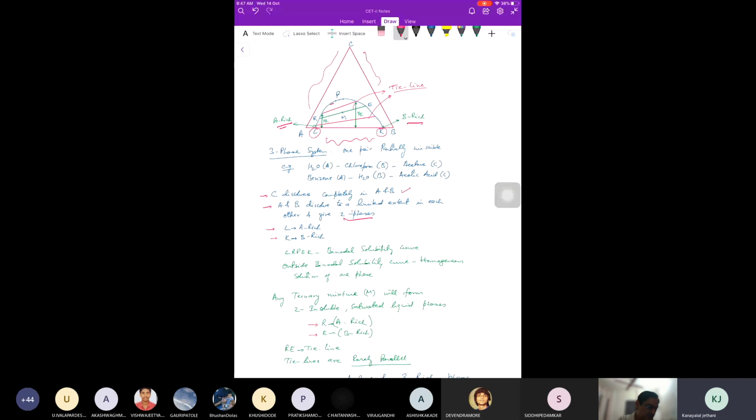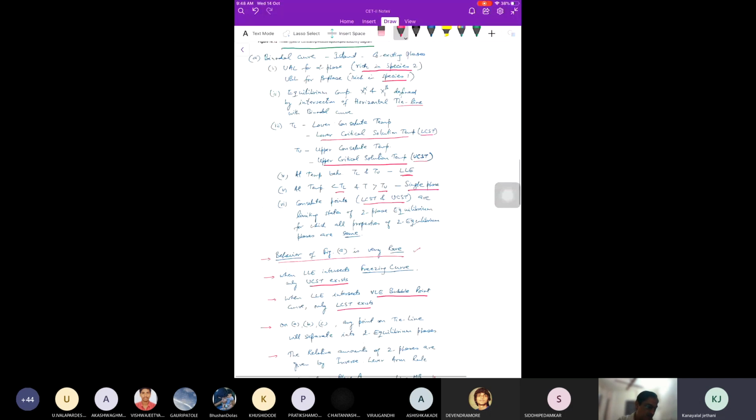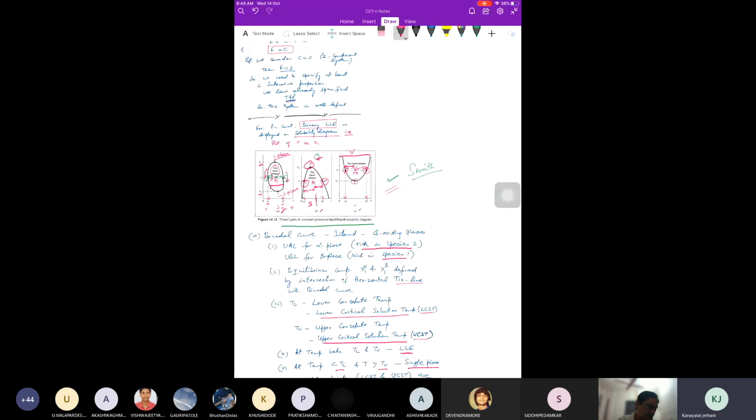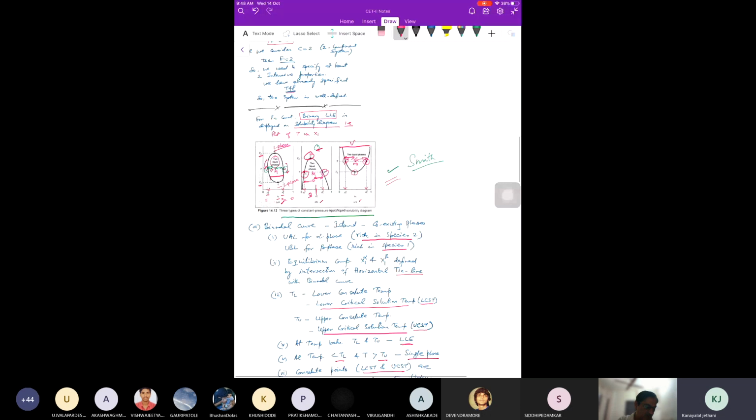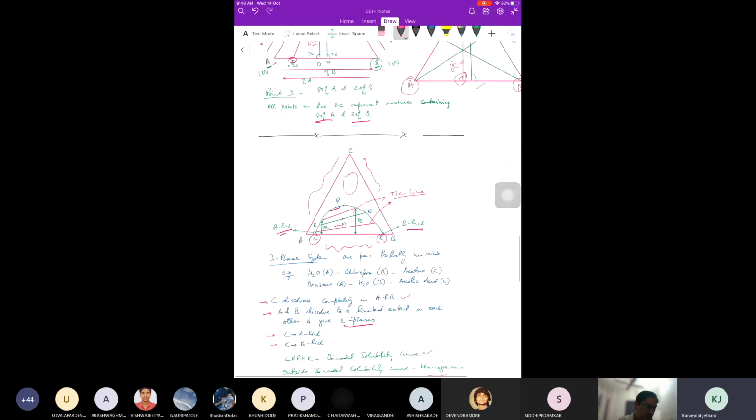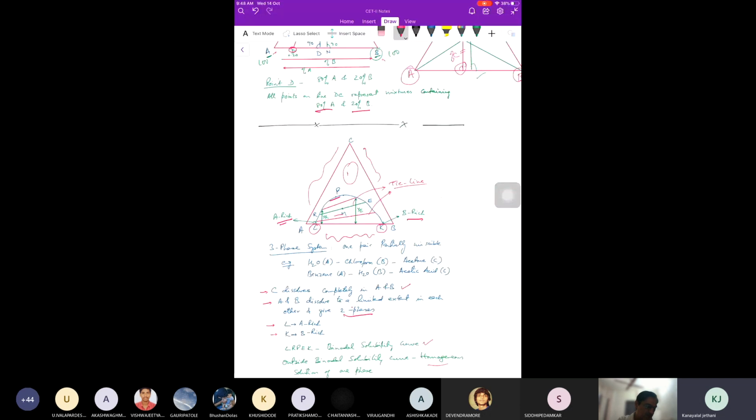And this curve is a binodal solubility curve. Outside this region, it is a homogeneous phase. All this is homogeneous, one liquid phase. But inside this, we'll get 2 liquid phases, as we saw above, right? We have seen that before also. Outside this is single phase, inside this is 2 liquid phases. So here also, for a ternary diagram, outside this it is 1 phase. Here it is 2 phases.